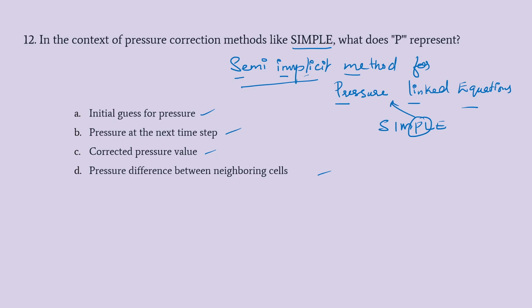So in the semi-implicit method, what pressure is being used? In the SIMPLE method, we introduce an equation like P is equal to P star plus P dash, where this P star is called the corrected pressure.